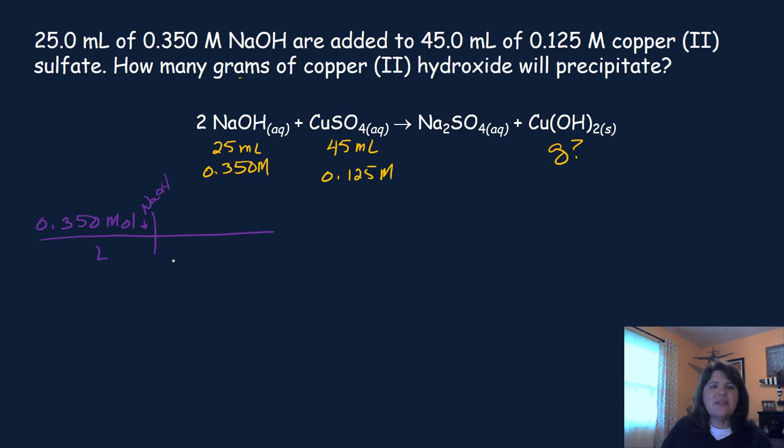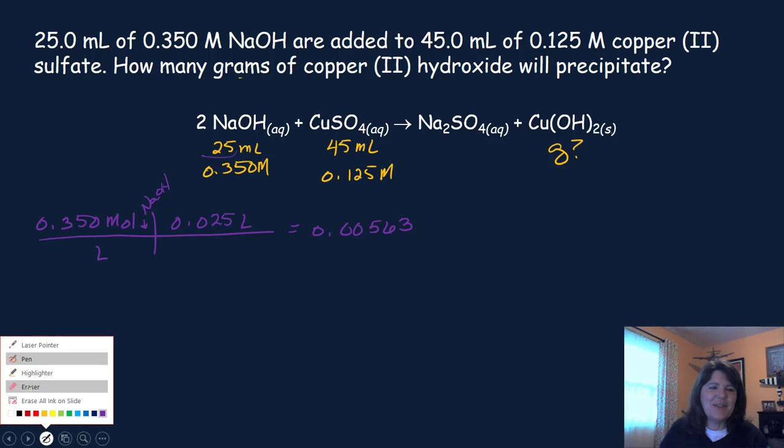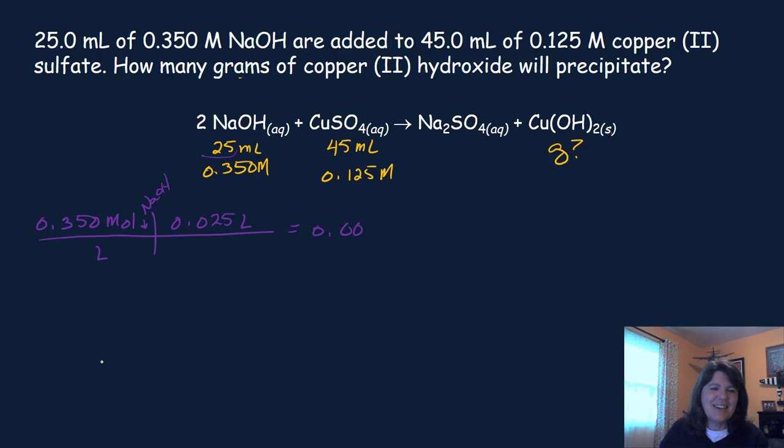That goes right there. And then I'm going to convert milliliters to liters by moving the decimal place 3 places. So that's 0.025 liters. And that ends up with 0.00563. No, it doesn't. I can't read my own writing. Let's erase that. Try it again. 0.00875 moles of sodium hydroxide.